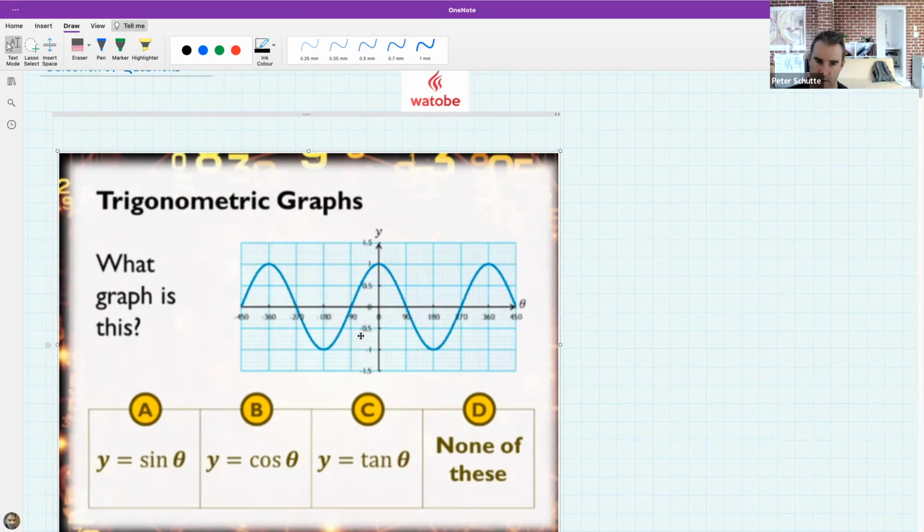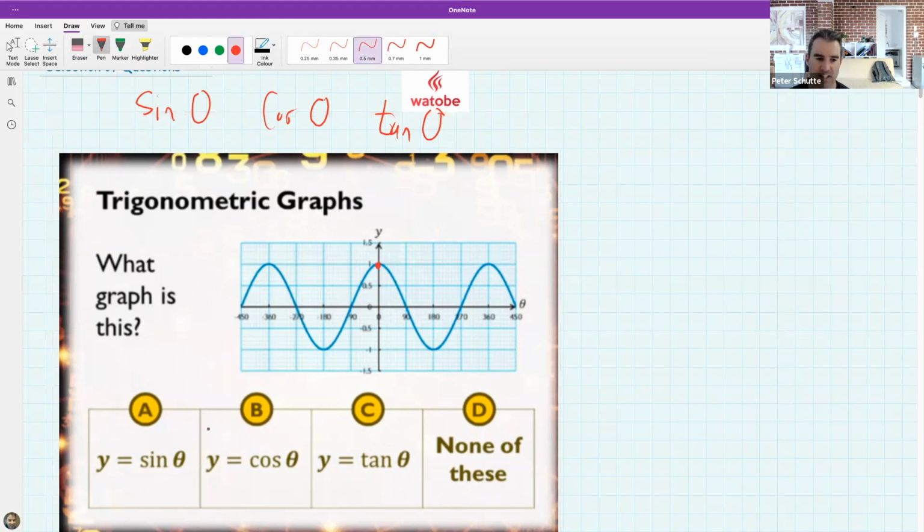Okay, so the important thing to look for is this value. When theta is 0, what value does the function take on? You can even look in your calculator. What is the sine of 0? What is the cos of 0? What is the tan of 0? And that should tell you which one fits the drawing in front of you.